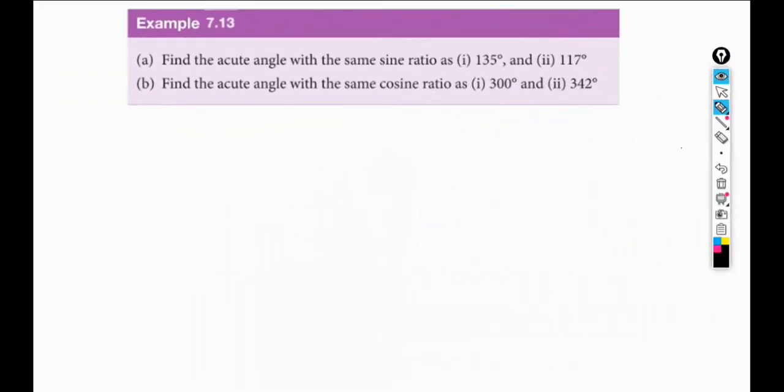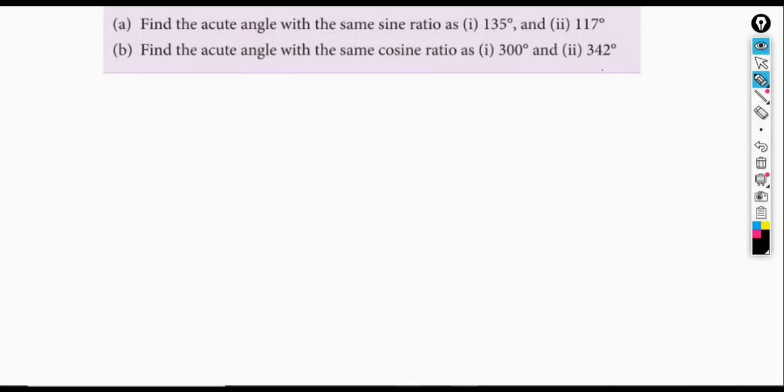All right, so we continue with example 7.13. And they ask us in A to find the acute angle with the same sine ratio as 1, 135 degrees, and 2, 117 degrees. So let's focus on letter A. So when is sine going to have the same ratios? Well, in this case, because these are positive angles, let's think of it as this.